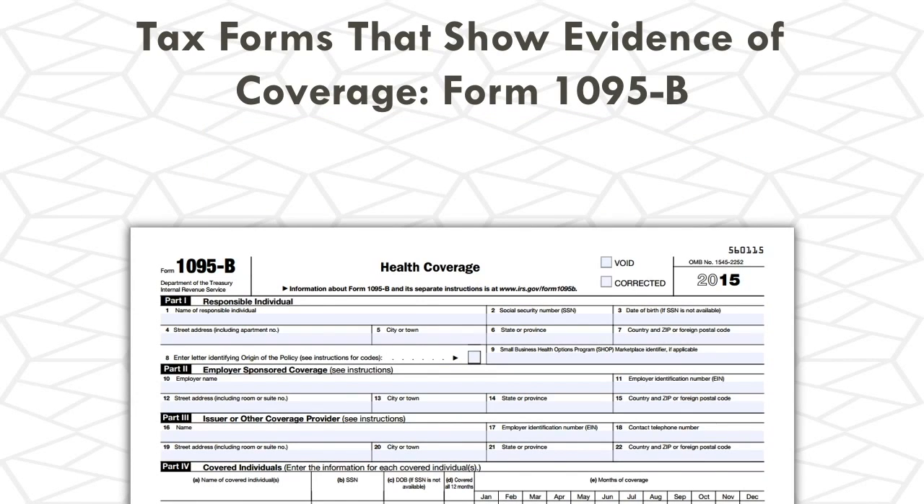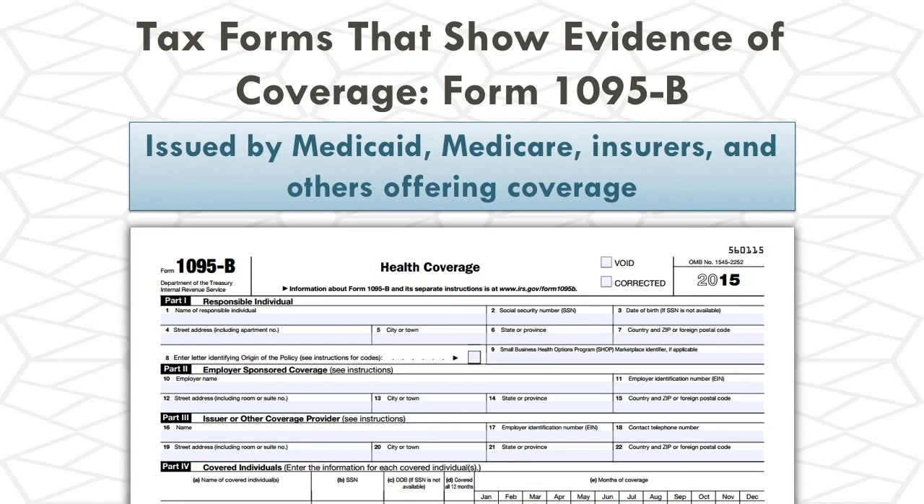Next, we have the Form 1095B. This is going to be issued by Medicaid, Medicare, insurers, and others offering coverage. So a lot of taxpayers will receive this year, and it will report their health coverage. You will either see something here in Part 2 for employer-sponsored coverage or Part 3 for issuer or other coverage provider. So that could be from Medicaid or Medicare. And then it will also show the covered individuals and for what months they were covered.